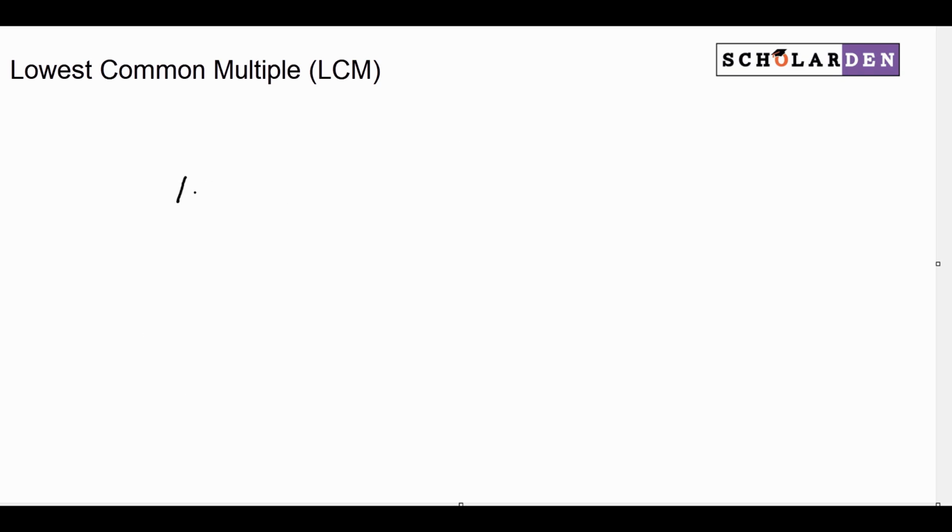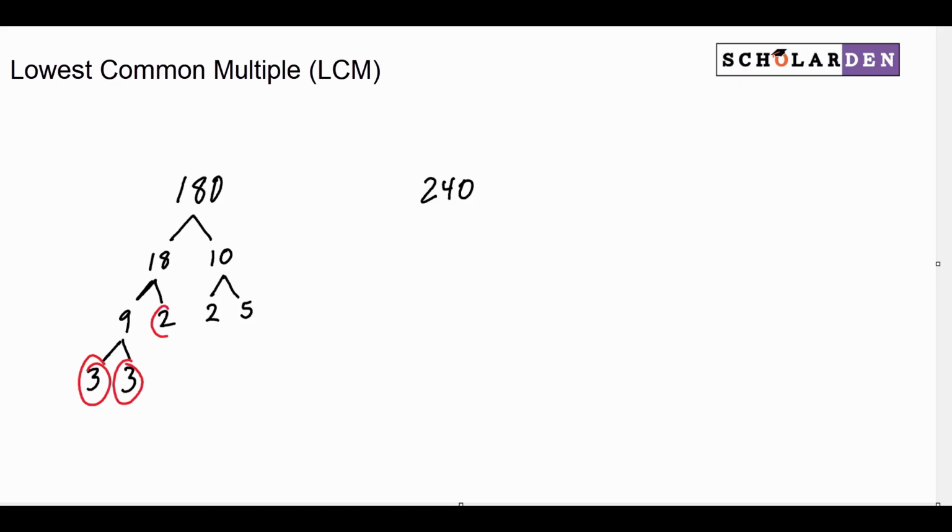Let's look at the numbers 180 and 240. So, pretty big numbers. It's not immediately obvious what's the lowest number they both go into. So, here's how you can do that. Prime factor each number. So, I'm just going to do that here. 18 times 10, 9 times 2, 3 times 3. Remember, it doesn't matter how you factor it because you're always going to end up at the primes. So these are all prime numbers now.